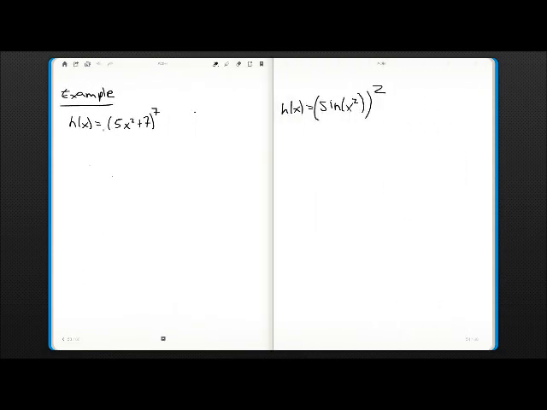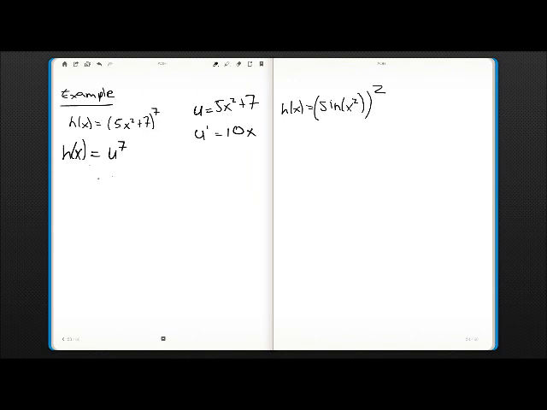Say we have h of x equals (x squared plus 7) all to the power of 7. This is kind of messy, so again let's make it easier by saying u equals x squared plus 7. Let's get the derivative of this, and that'll be u prime equals 2x. Next is to sub the values in. h of x equals u to the power 7.